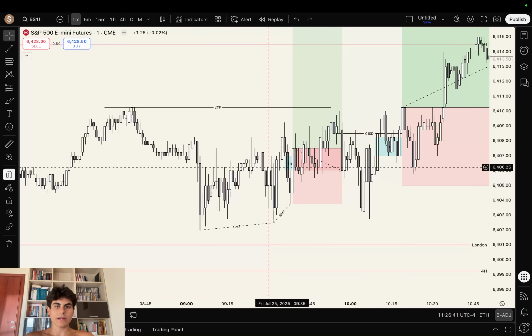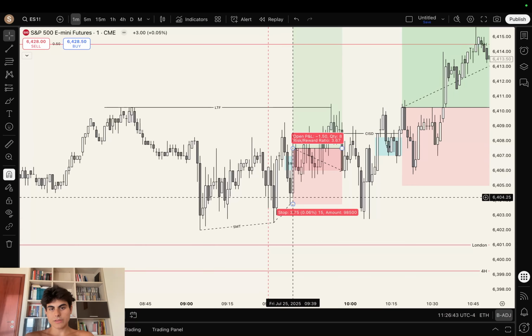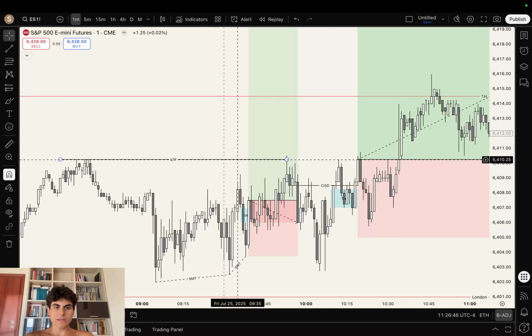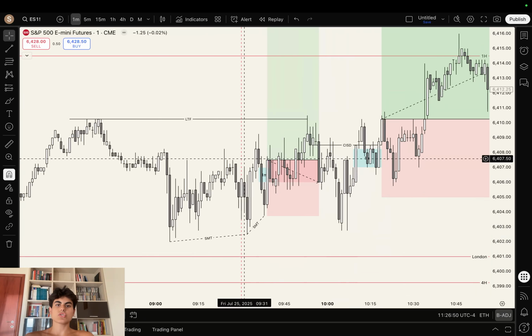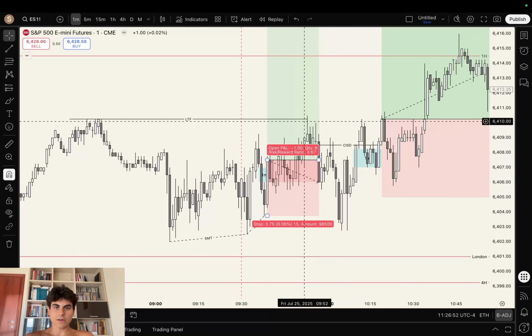So we see this 1 minute inverse fair value gap. I entered there, stops on there. This was my break-even point. This was my TP1 and this was my TP2. Price was just chopping around here a lot, and then I got stopped out at break-even.